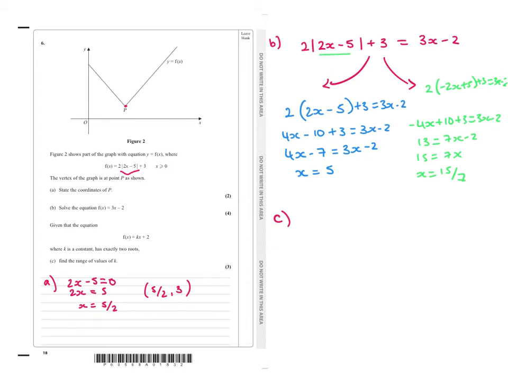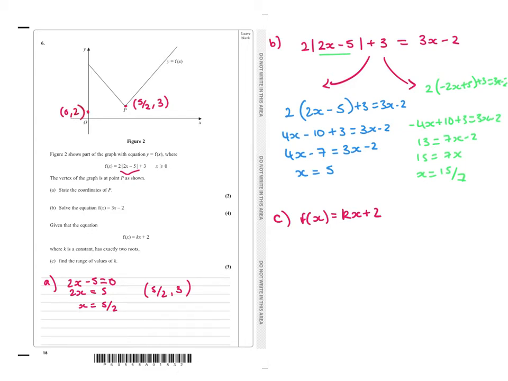Given the equation f of x equals kx plus 2, where k is a constant, has exactly 2 roots. Okay, so now we have a straight line, which we're not sure of the gradient, but we know is going to cross at 2, which is actually below P, because we know that P is 5 over 2, 3. We know that this is 0, 3. Okay, so, sorry, not 0, 3, 0, 2.